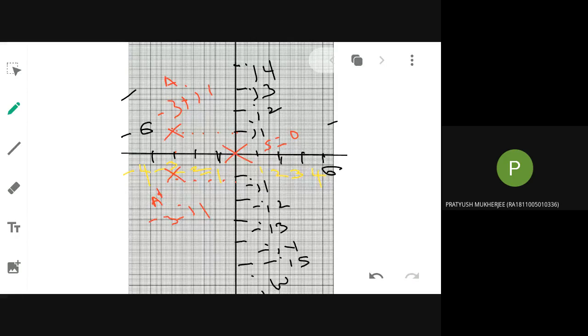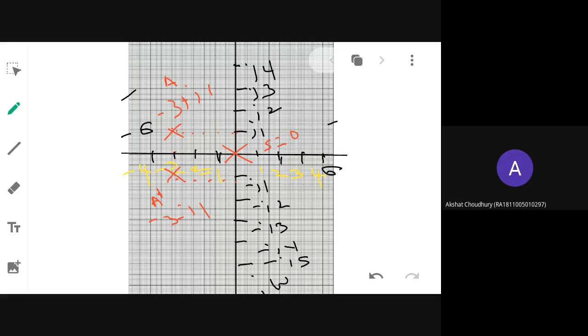Understood the first step? See, all the others also should respond to my calls. Have you understood the first step? So what is your first step? Location of poles and zeros. That is an easy step.